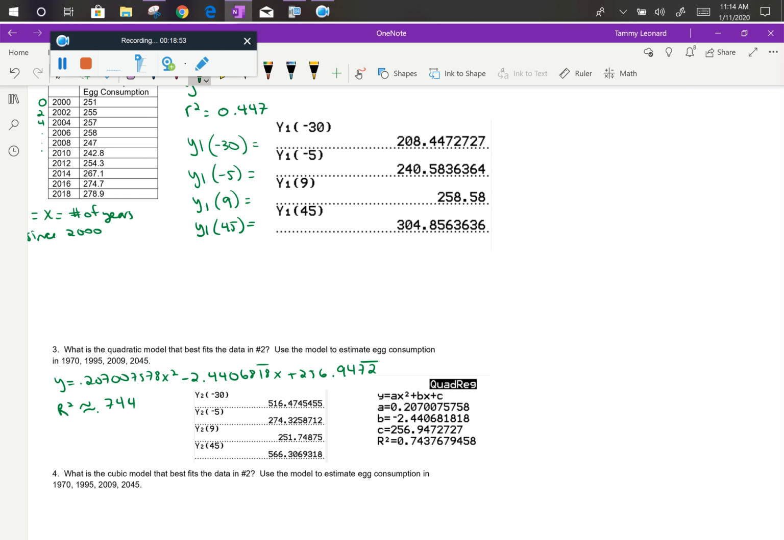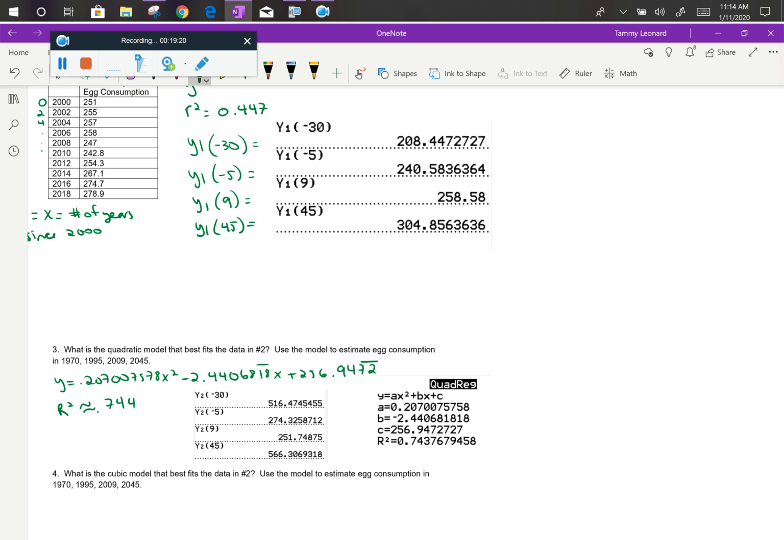But if we compare something like 2009, according to the linear model, it's about 259 eggs, and in the quadratic model, it's about 252 eggs. So those aren't so different from each other. And if we look back at the actual data, we would maybe expect to be somewhere in the upper 240s. So we're a little bit off from that, but again in the ballpark.